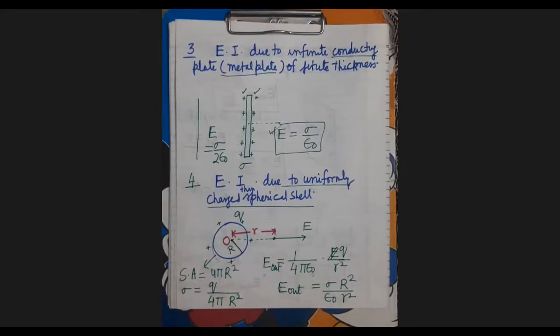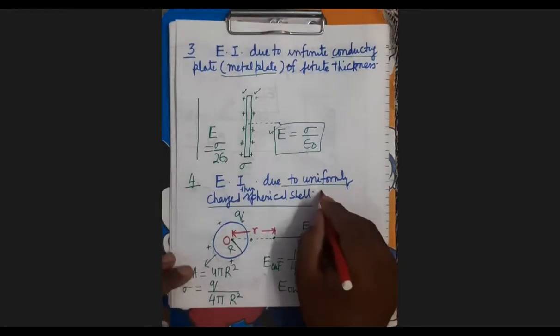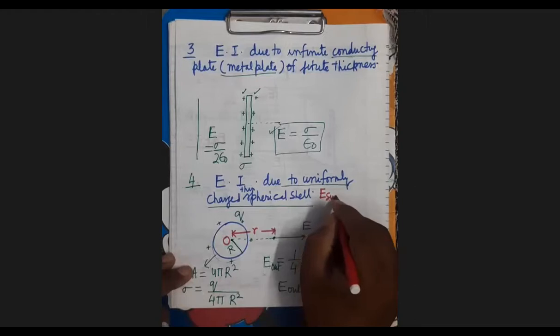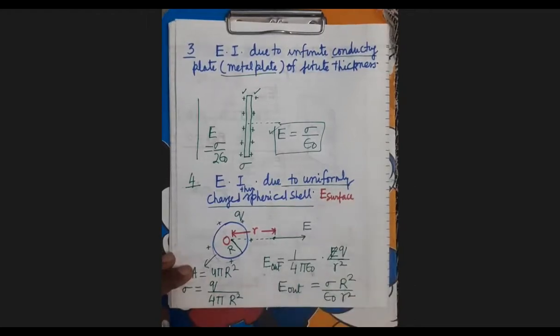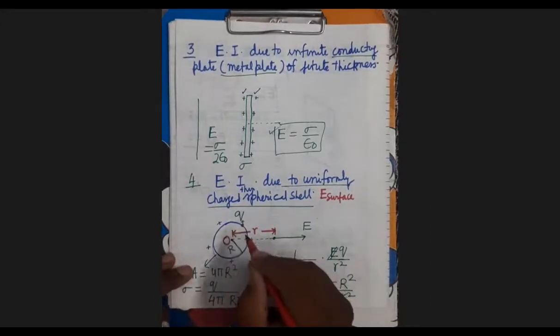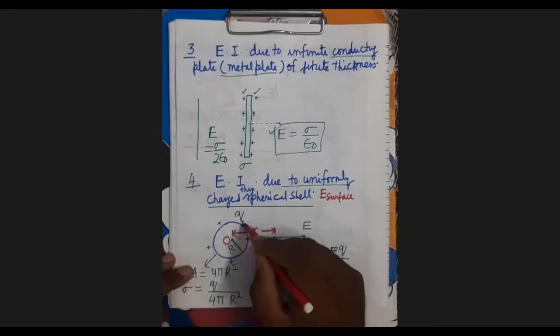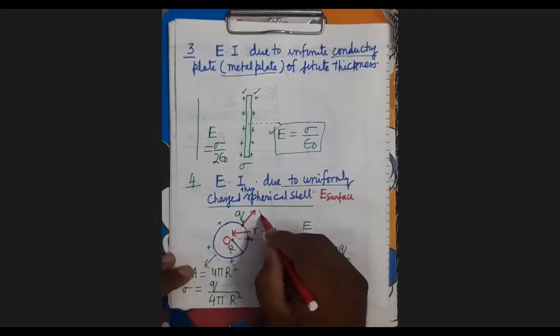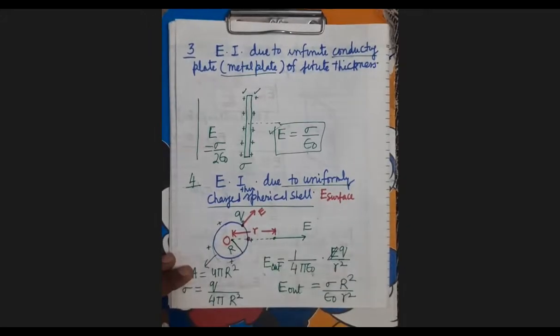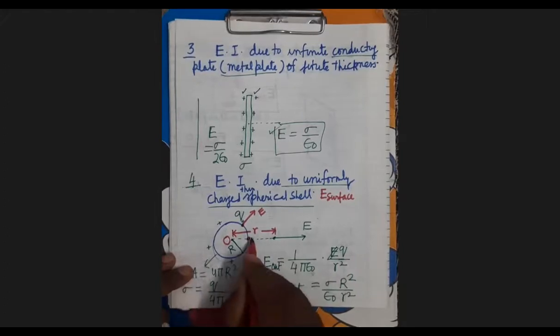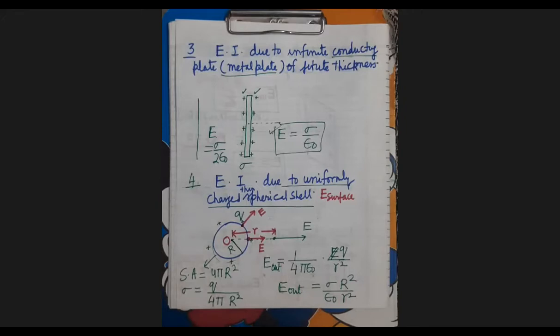Now see here, for any point on the surface, suppose you have to calculate E at the surface. It means the point where you have to find the electric field is situated on its surface, here at this point. So what will be the direction of electric field? It will be radially outward. Why outward? Because it is positively charged.